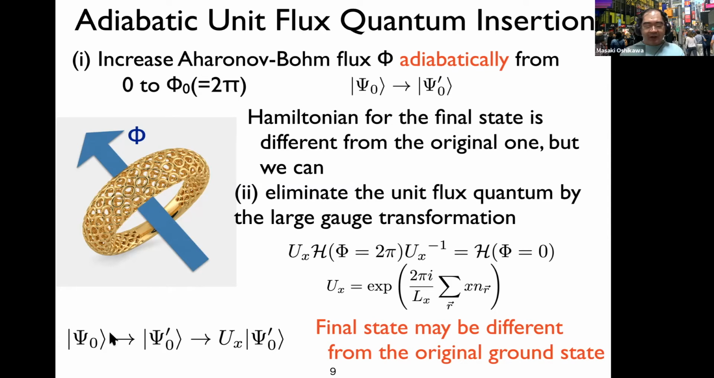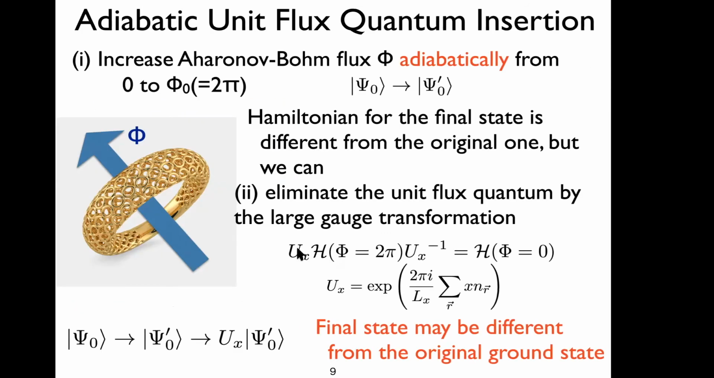But the states can evolve into different states. First you start from the ground state and evolve into some other state by adiabatic flux insertion. Then, in order to go back to the original Hamiltonian, you need to apply this gauge transformation. So the wave function also changes. This is the final state after adiabatic evolution plus large gauge transformation. And this final state may be different from the original ground state in general.